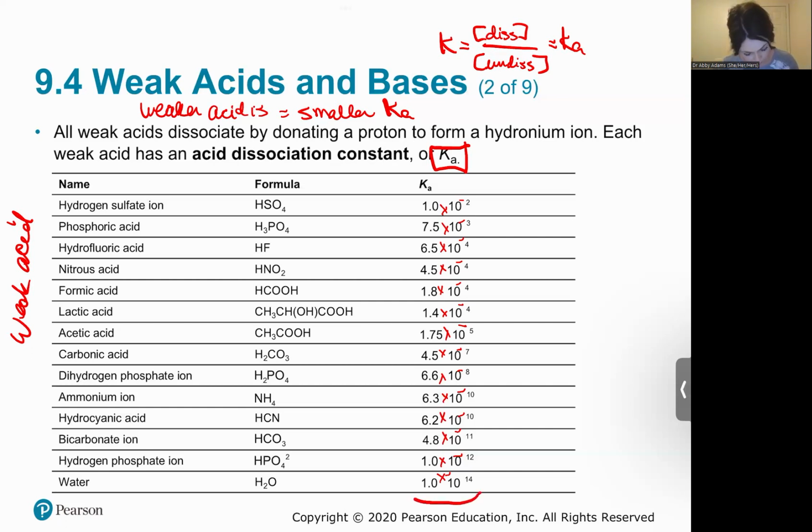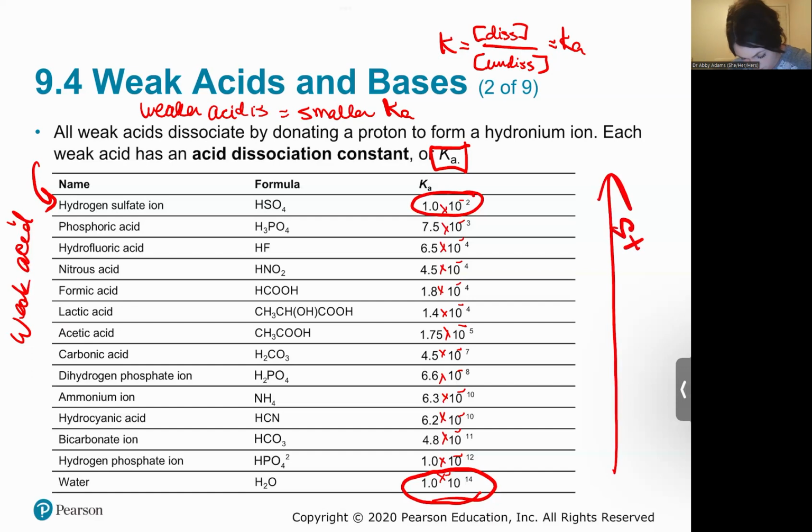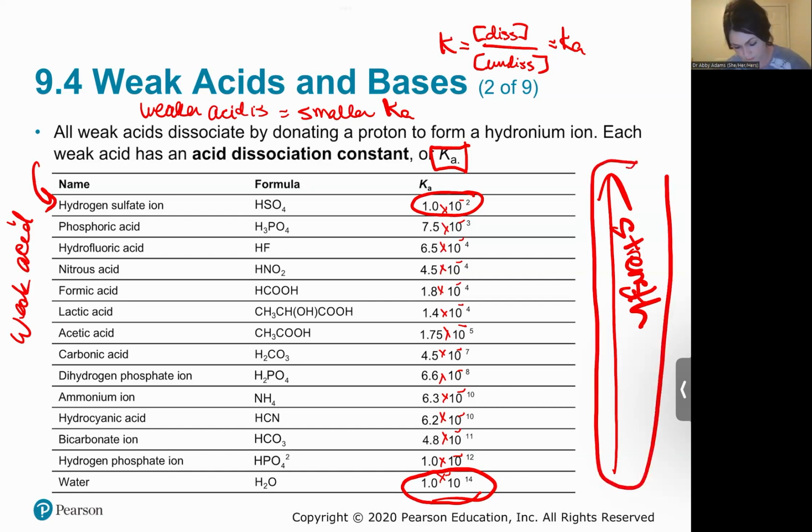So look how small these numbers are way down here. So water, that's a really weak acid whenever water is behaving as the acid. But for example, hydrogen sulfate, so even though that's going to be a weak acid, still it's stronger relative to these other acids with smaller constants. Okay, so just to give you an idea. All right, so you'll have this table, but you'll have to know this part.